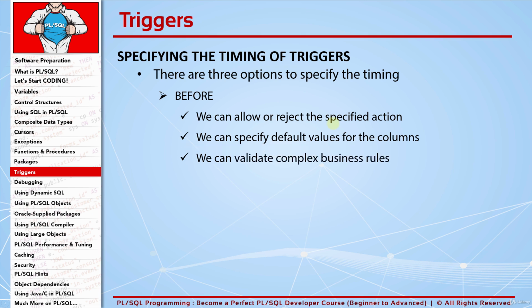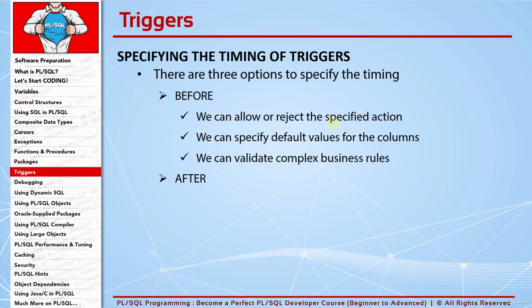We can validate complex business rules. You can have your own business rules in your company. For example, you may say, allow this insert only if these calculations are true, or for many reasons like that. So mainly, you can use the before option when you need to do some last things just before the specified DML operation is done. But notice that the change has not been done yet.